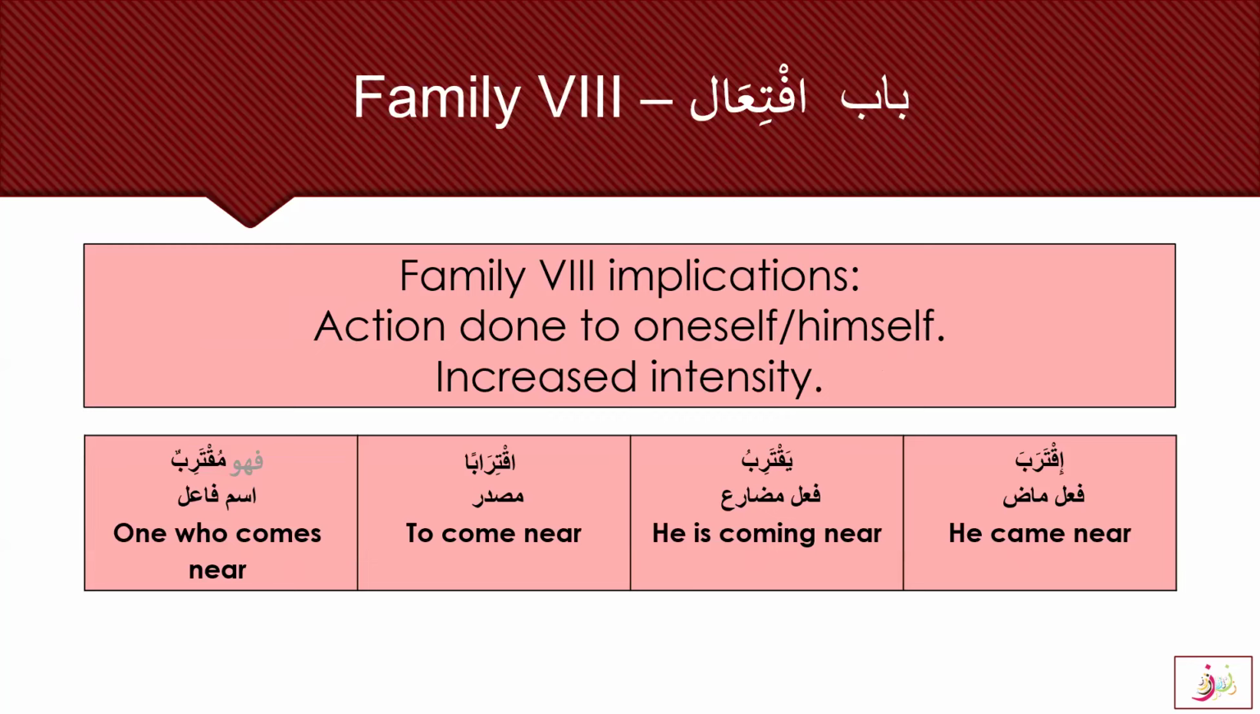Family 8 is Bab Ifti'al. Family implications are action done by oneself, increased intensity. Iqtaraba yaqtaribu iqtiraban fahuwa muqtaribun. He came really closer, you can say, and it is a hyperbolized act, something that involves a great deal of effort. All right. So it is a hyperbolized act. So iqtaraba yaqtaribu iqtiraban fahuwa muqtaribun.